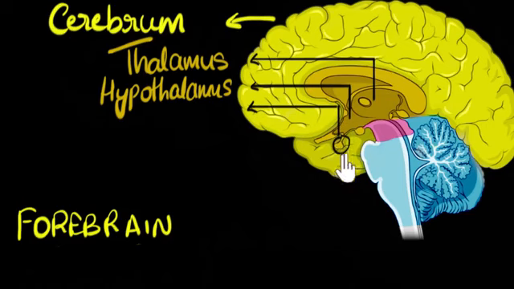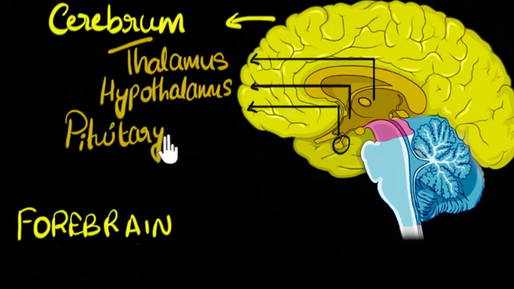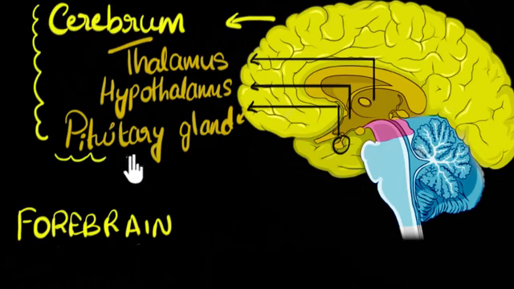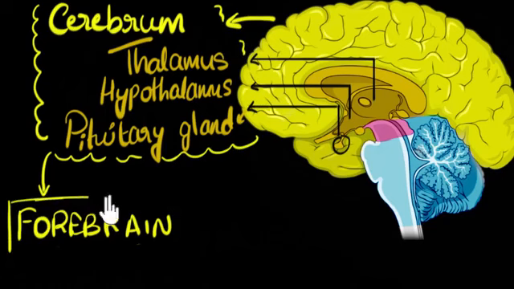And this last part, which we'll be interested in, the small thing that you can see over here, that is called the pituitary gland. Right, this part over here. Okay, so these are the 4 parts of our forebrain. So these are the only parts that we'll concentrate on. So let me just put them together. So this is your forebrain parts.